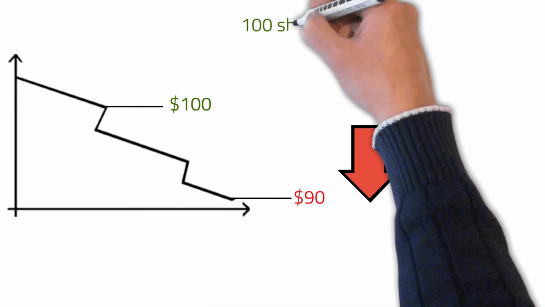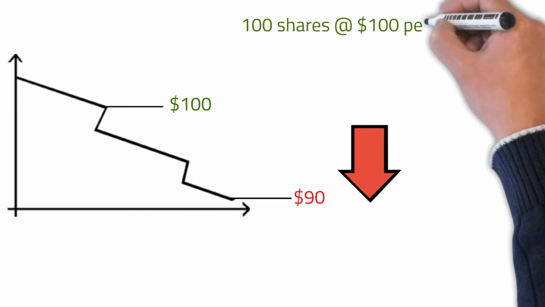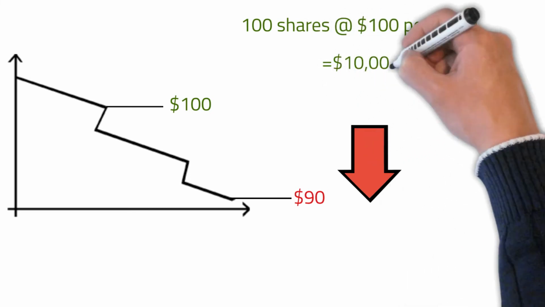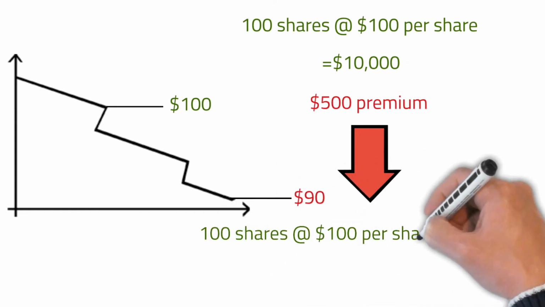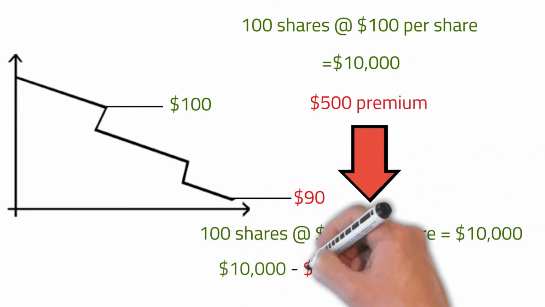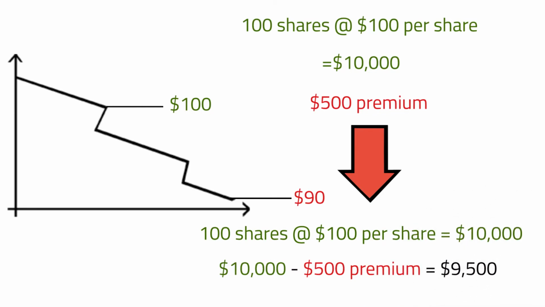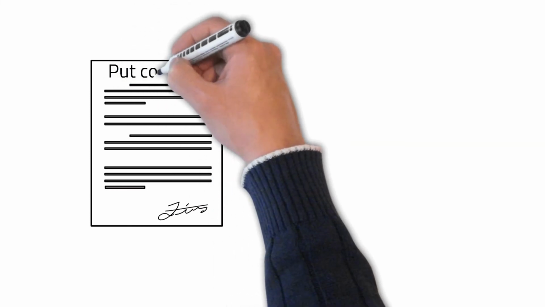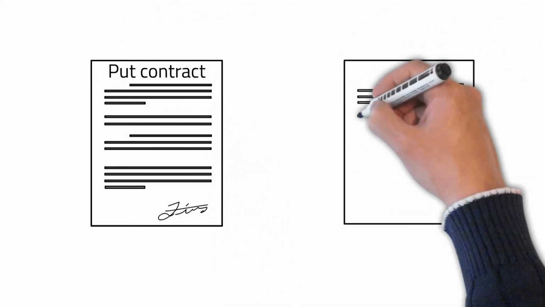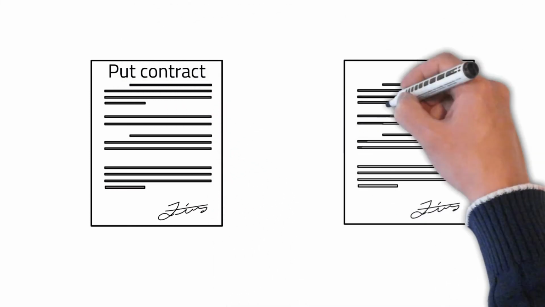You have the option to exercise your contract and sell those shares for $100 per share, less the $500 premium, which will give you $9,500 in credit in your account. That was a put option from the seller's perspective, working as an insurance company, which was the original basis for options. But what happens in a call option?